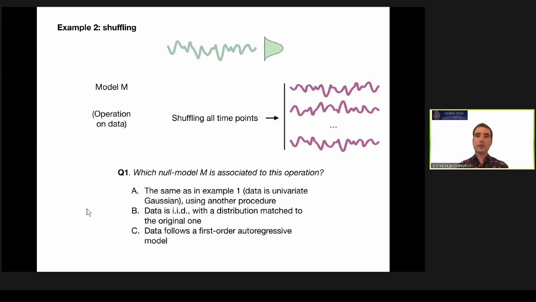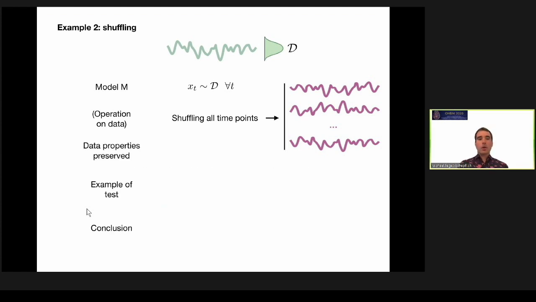Consider here this curve, which represents the distribution of the original time points. It should be quite obvious that by shuffling all the time points, this distribution is preserved. And so based on this, the answer is B. We are testing that data is IID with a distribution matched to the original one. So in mathematical terms, we are testing that each time point xt follows a distribution D, which is the one of the original data.